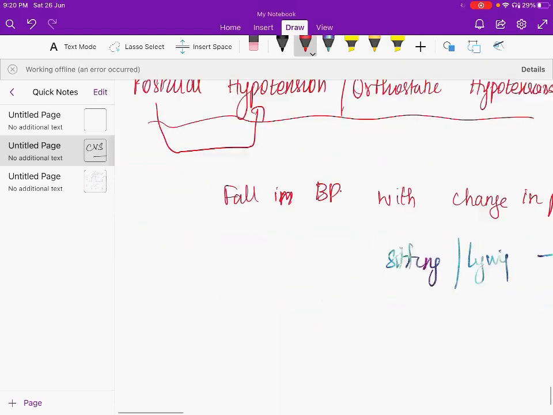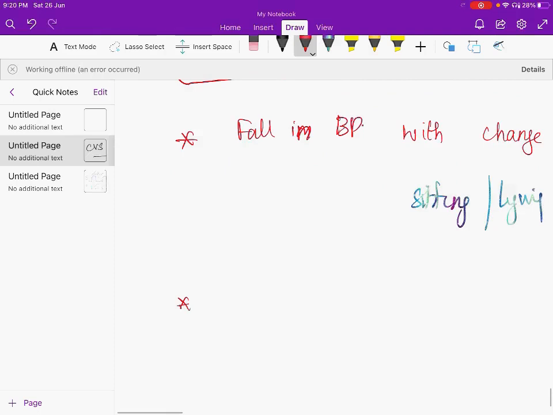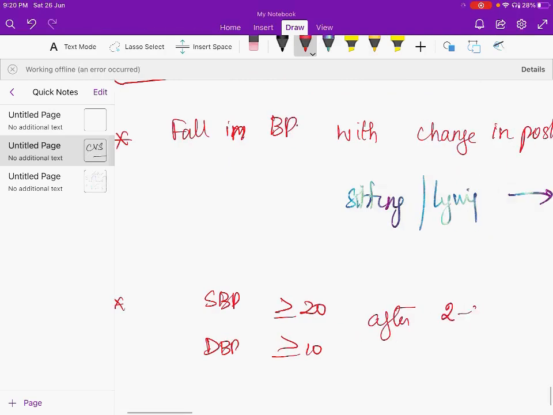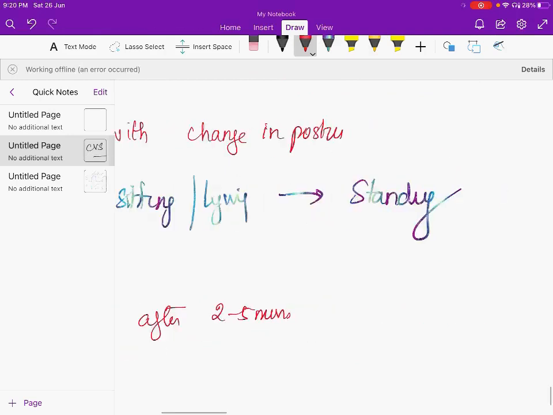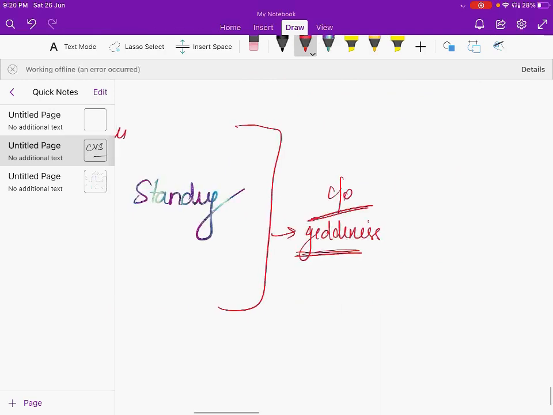How much is it reducing? Actually, a small fall is a normal phenomenon because of the venous pooling in the lower limb. We will call it postural hypotension if your systolic BP falls by more than or equal to 20, and your diastolic BP falls by more than or equal to 10 after 2 to 5 minutes. So this patient will experience giddiness because of this drastic fall in BP. This patient will present to you with giddiness on standing up from lying position.